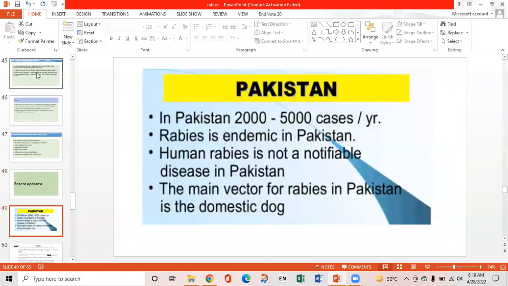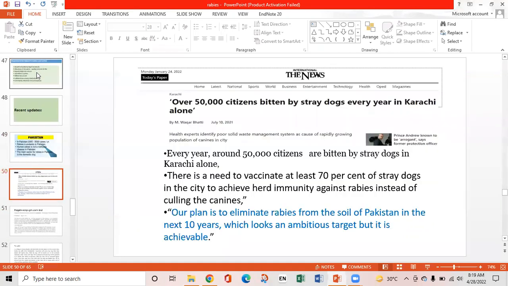Now, recent updates. In Pakistan, 2,000 to 5,000 cases per year are found. Rabies is endemic in Pakistan. Human rabies is not a notifiable disease in Pakistan. The main vector for rabies in Pakistan is the domestic dog.